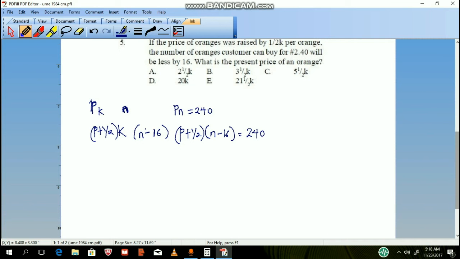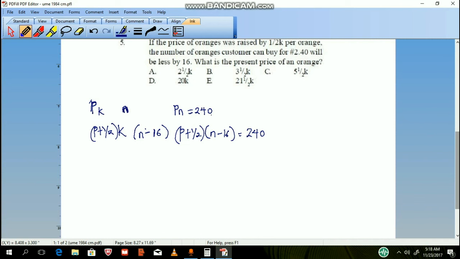since that will still be the same equation, since we are told if the price of an orange was raised by 1/2 kobo per orange, the number of oranges a customer can buy for 2 naira 40 kobo will be less by 16. So for this person to still buy it for 2 naira 40 kobo, the condition is that the number of oranges will be less by 16, and the price has been raised by 1/2. So the same equation still applies.